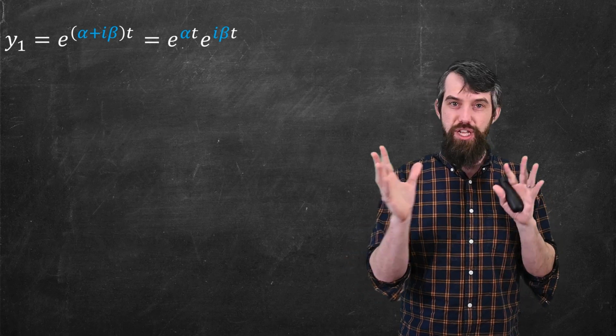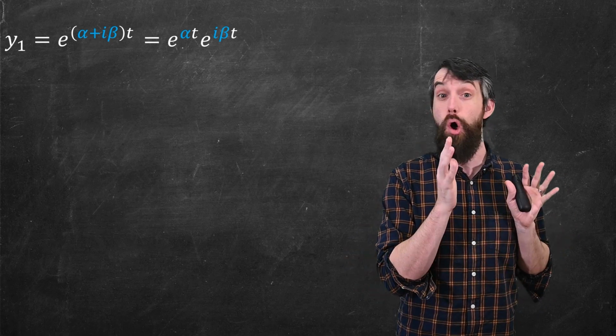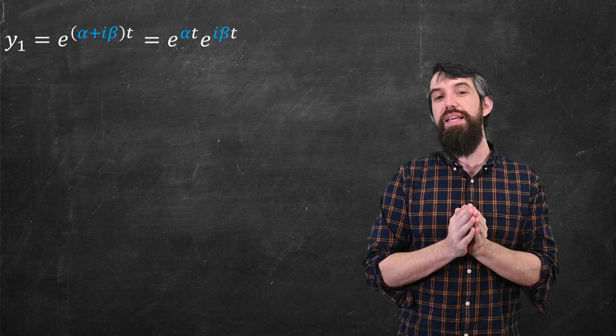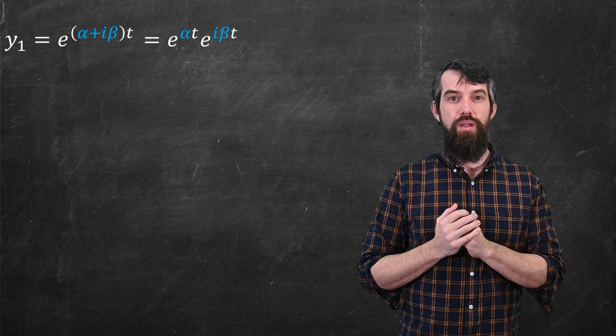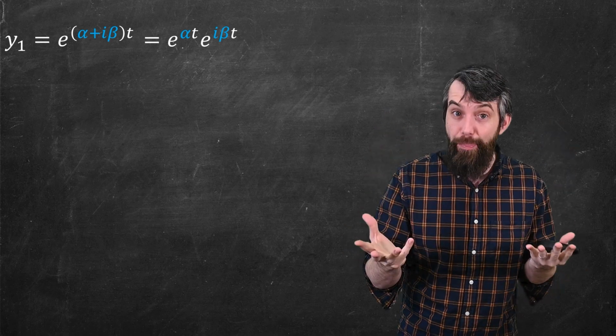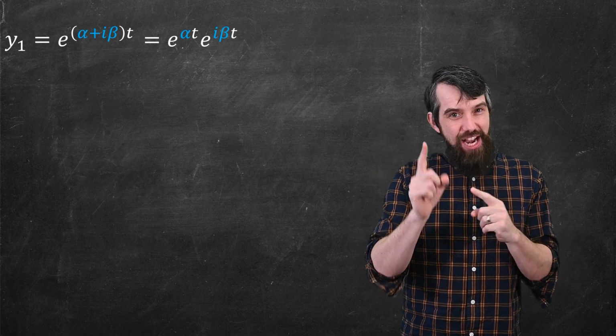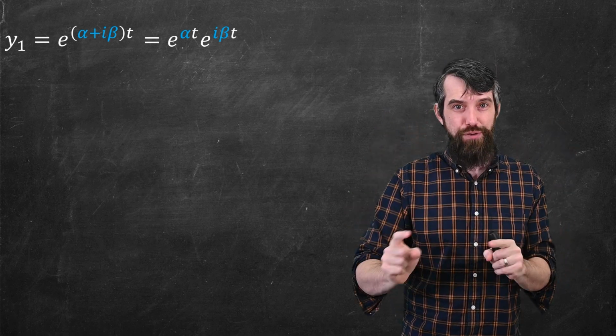The e to the alpha t is just going to be a constant at the front. Let's just ignore that. That's all real. What about e to the i beta t? Well, e to the i something, e to the i theta, say, that should have a bit of an alarm bell, because we have Euler's formula.